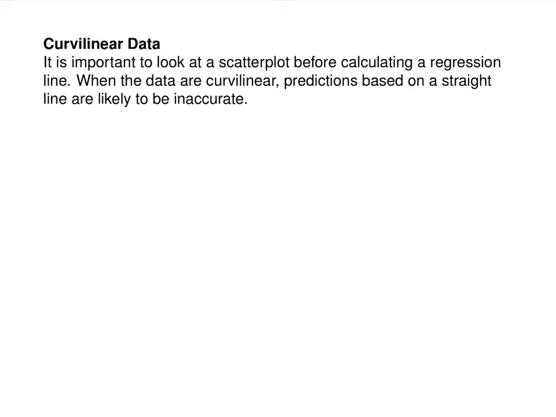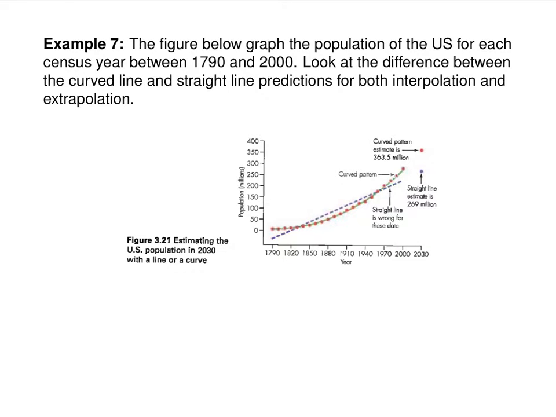Okay, so it's important to look at a scatter plot before you calculate a regression line. And when the data is curvilinear, or has some curve pattern, predictions based on a straight line are likely to be inaccurate. So here's an example of that. This is from your textbook. This is a graph of the population of the U.S. for each census year between 1790 and 2000. And I want you to look at the difference between the curved line and straight line predictions for both interpolation and extrapolation. So the dots are the actual measured populations.